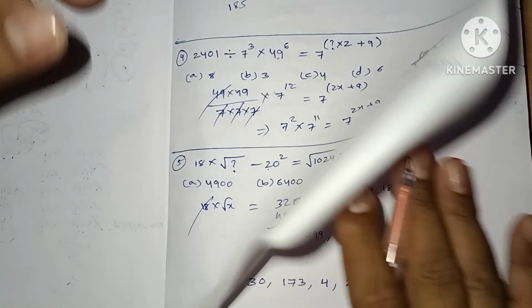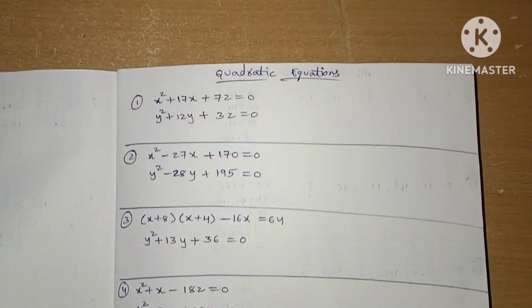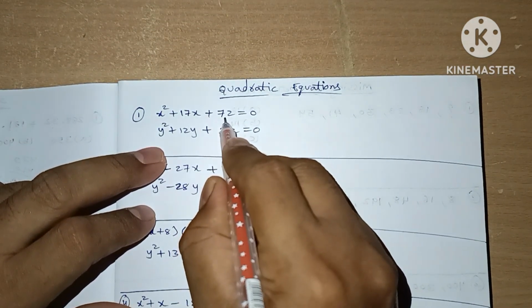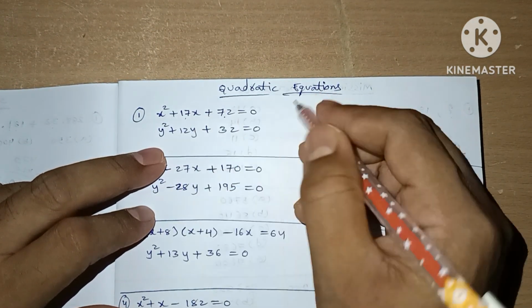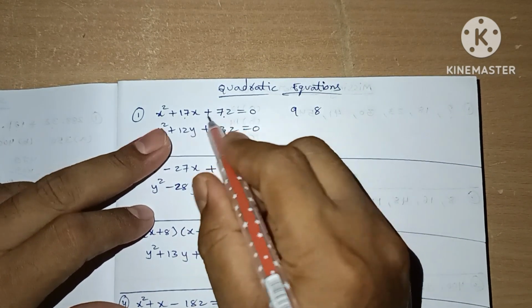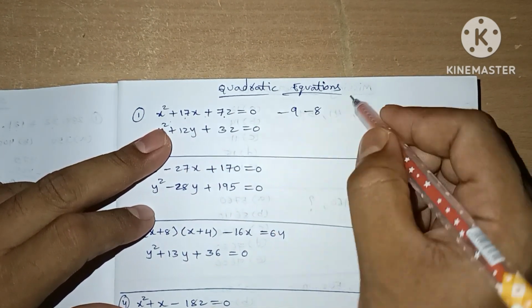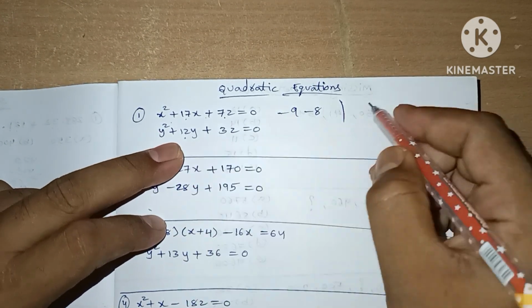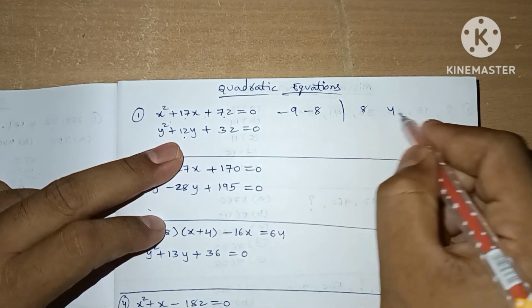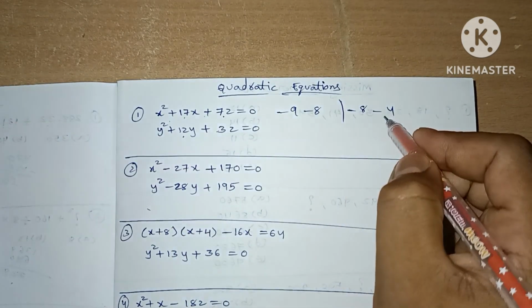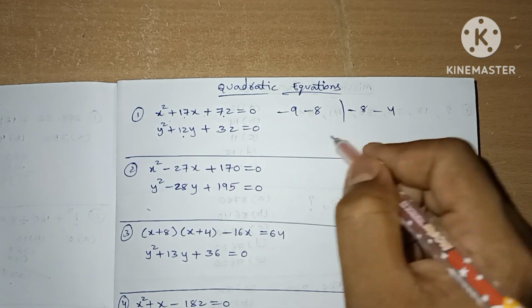Now we are going to see quadratic equations. First equation, here we see 72 and we need to get 17. 9 and 8 times and the sum of these two we get 17. Plus and plus, so the roots are negative. Here 32, we need to get 12. 8 and 4 times is 32 and we get 12 by adding those two. Plus and plus means minus and minus are the signs for our roots.